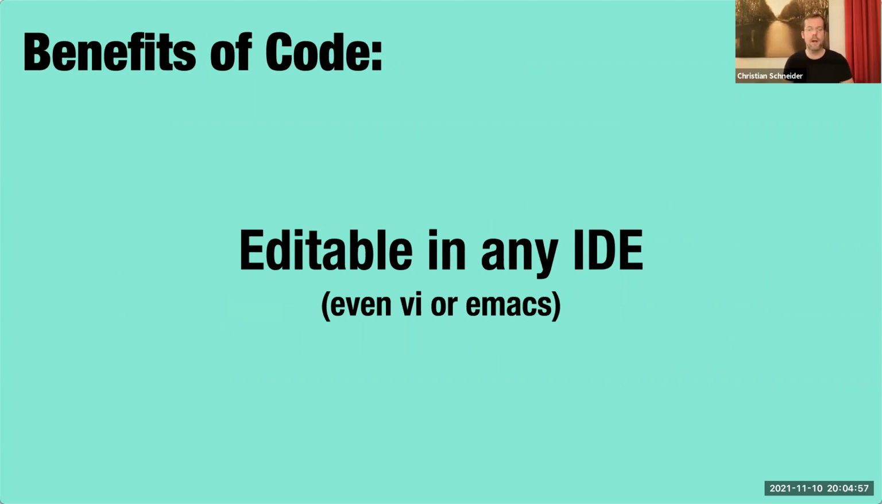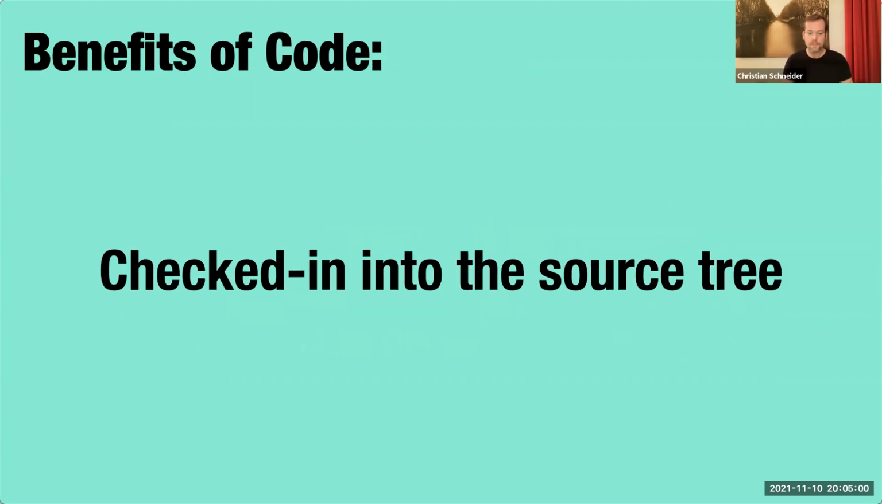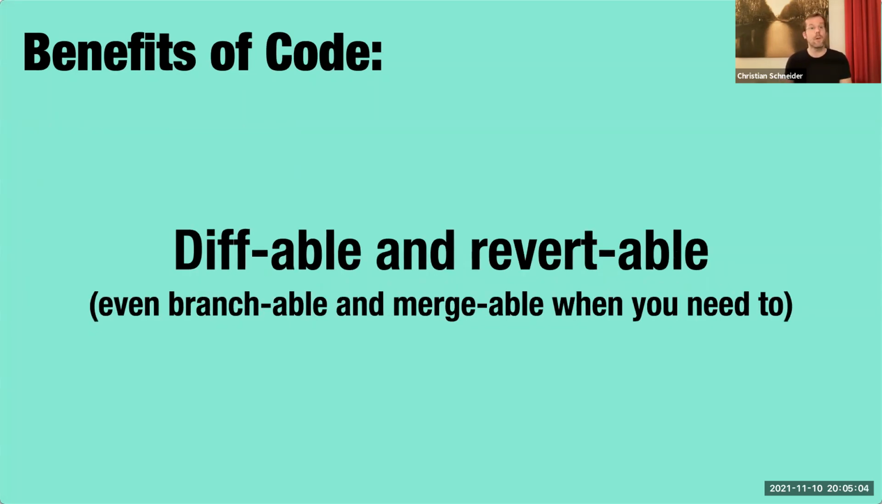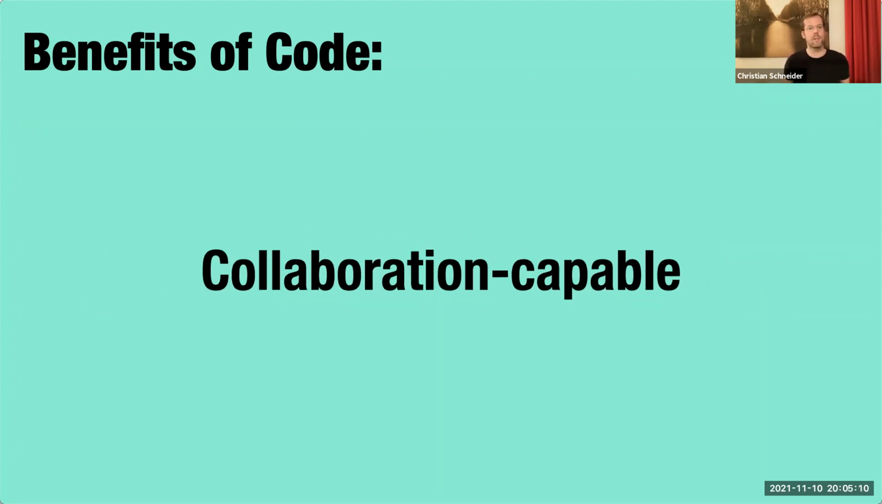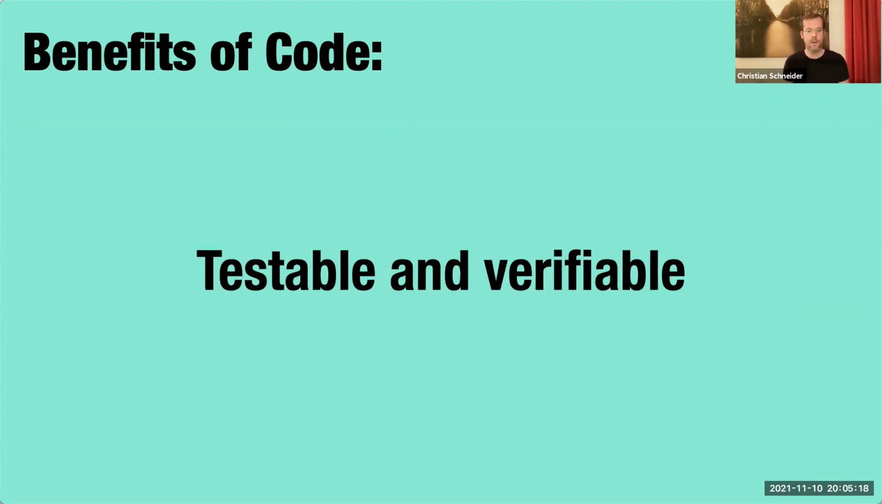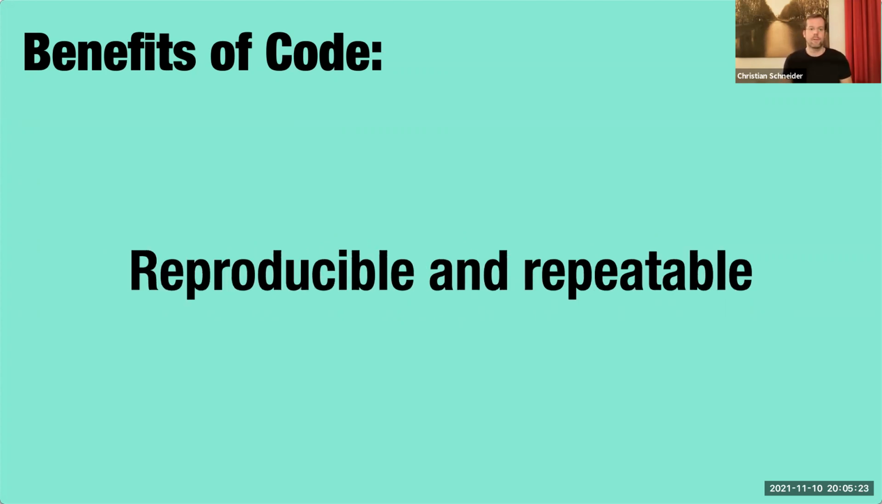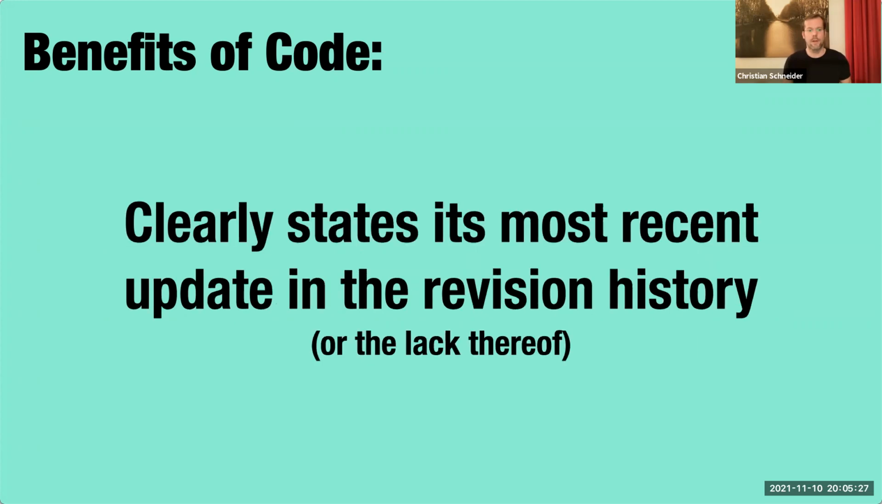It's editable in any IDE, definitely. It can be checked into the source tree. So it lives where the project lives. So you can diff and revert it and stuff like that. You can even merge it. So it's easy to collaborate with colleagues on that model. If it's checked in with a project, it's something like code. So that's definitely where we can easily collaborate. It can be tested, can be verified to some degree, and it's creating reproducible results out of that.